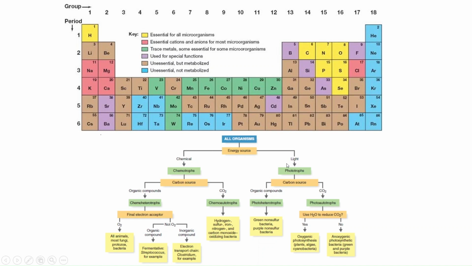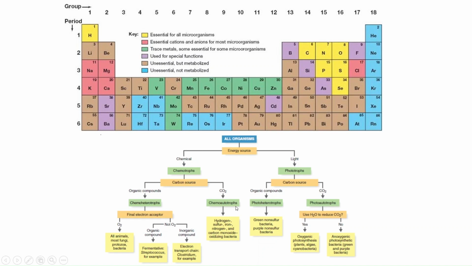So the organisms which have their energy source as a chemical compound and a carbon source as an organic compound are called chemoheterotrophs. And when the energy source is a chemical compound and the carbon source is carbon dioxide, you call it chemoautotrophs. The examples of chemoautotrophs include hydrogen, sulfur, iron, nitrogen, and carbon monoxide oxidizing bacteria. They oxidize these compounds, utilize carbon dioxide as carbon source, and use energy derived from chemical compounds for their biochemical reactions.